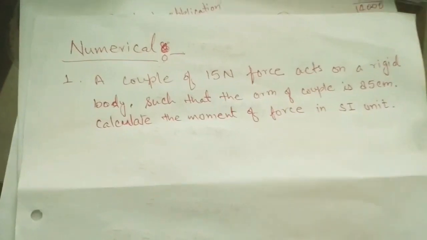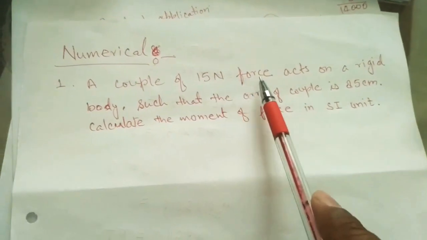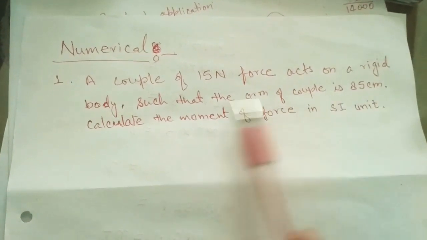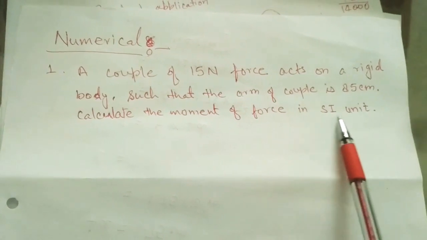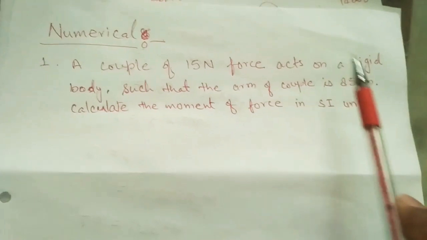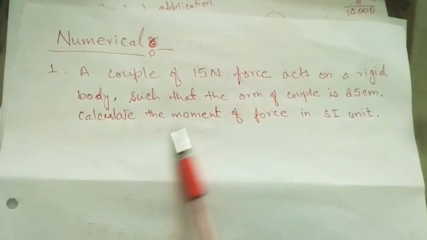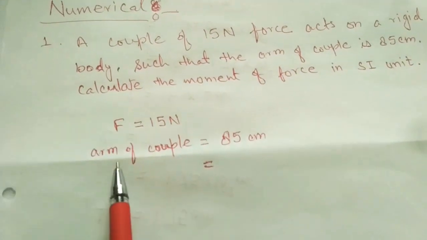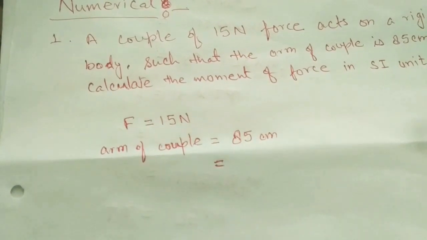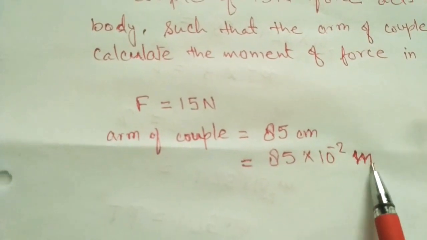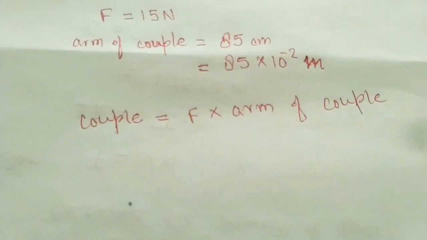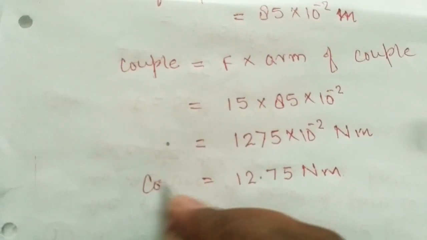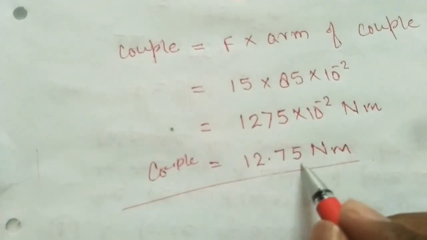Now the numerical. The first one is: a couple of 15 Newton force acts on a rigid body such that the arm of couple is 85 centimeters. Calculate the moment of couple in SI unit. If it is asking in SI units, see, the unit of force is Newton, which is SI, but the arm of couple is in centimeters. So let's write the initials. First, the force, either force, so we need only one force, that is 15 Newton. Second is the arm of couple, that is 85 centimeters. It is in the CGS system. On converting, it becomes 85 into 10 to the power minus 2 meter. Now let's write the formula and fill in the values. On solving, the moment of couple becomes 12.75 Newton meter.